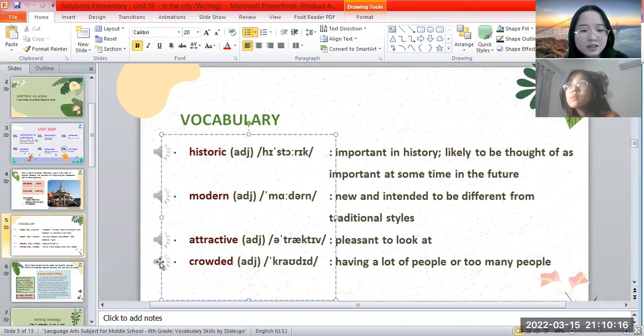Okay, and the last word we have is crowded. Crowded means having a lot of people in one place, like the market, it's very crowded, because it has a lot of people there. That means, okay.